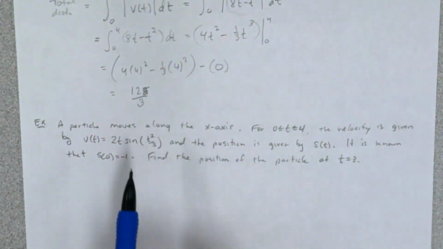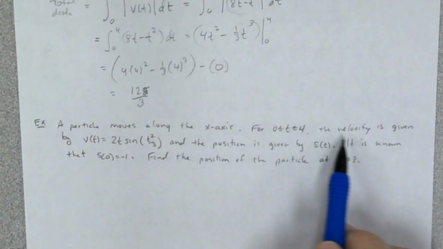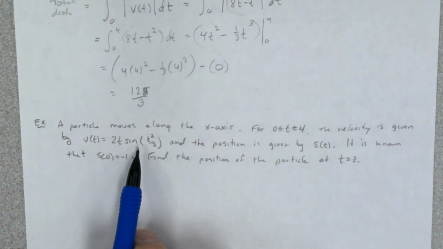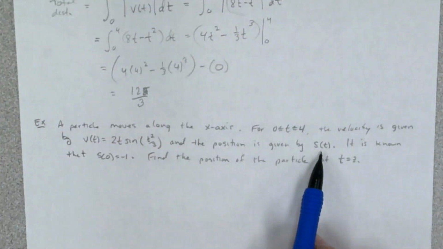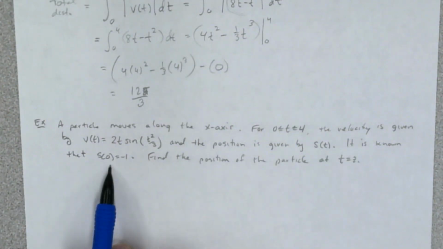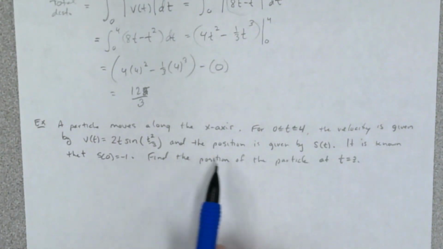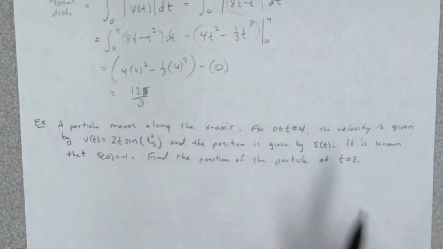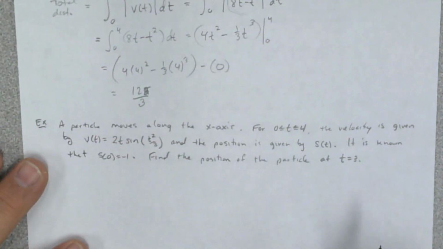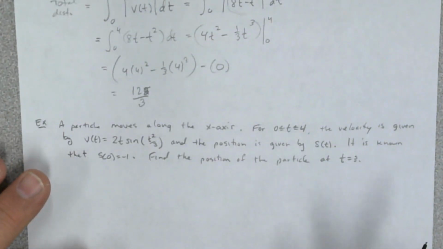A particle moves along the x-axis from 0 to 4. The velocity is given by this equation right here. The position is s of t. It is known that s of 0 is -1. Find the position of the particle when t equals 3. So again, this is a position question, and we have that formula that we talked about.